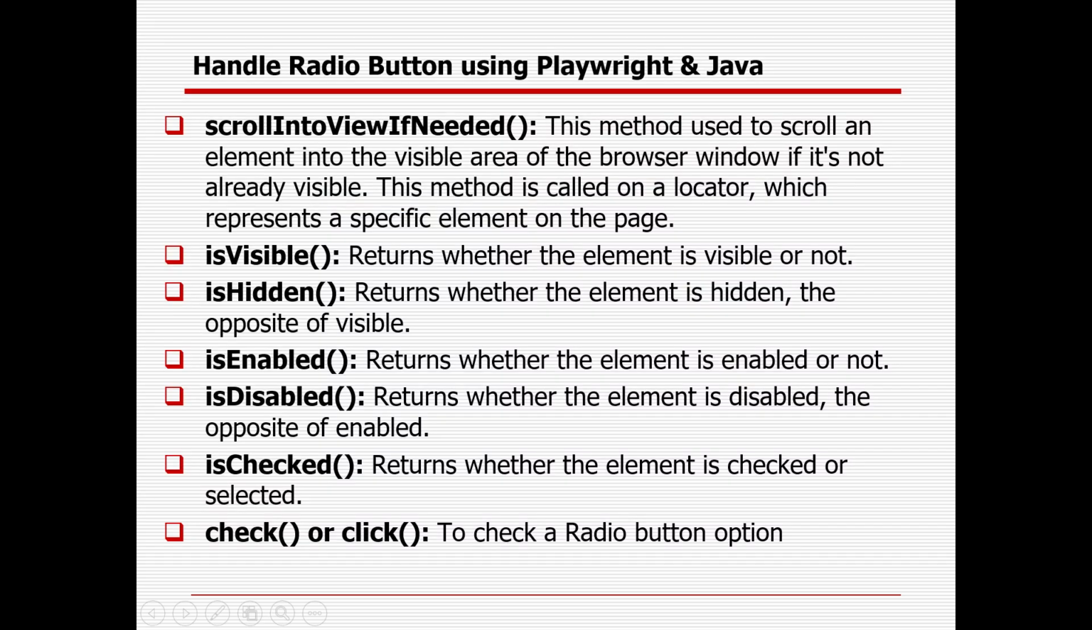Okay, isVisible returns whether the element is visible or not. isHidden is the opposite of isVisible. In case it is not visible only, then it will be true, otherwise false. isEnabled: in case we are able to select that radio button, then it is enabled, true, else it will be false. Or isDisabled: in case disabled, then it will be true or false. isChecked: definitely in case some option is checked, it will give you true or else false. And with the help of the check or click method, you can select some option. But for radio button, again I told, only one option can be selected at a time. If you select another option, automatically whatever was selected previously will be deselected or unselected.